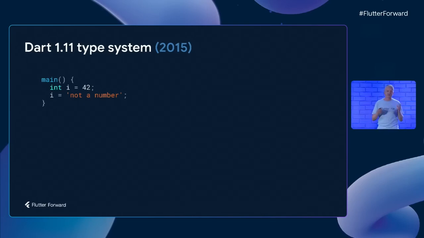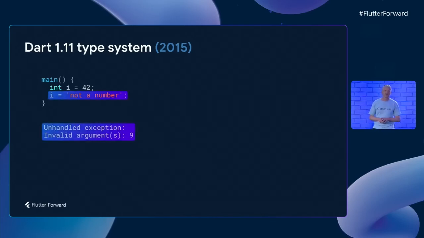Types were merely annotations, and if you ignored the optional warnings from the analyzer, you could entirely bypass the type system. Here we are assigning a string to something declared to be an integer. What would happen? You would get catastrophic exceptions when your app ran in production.